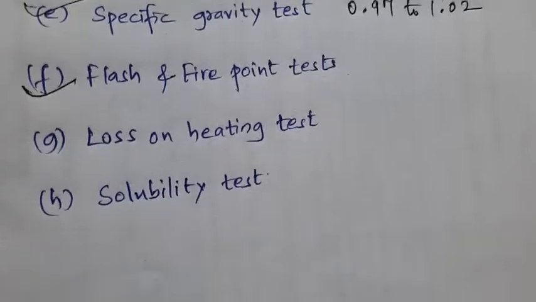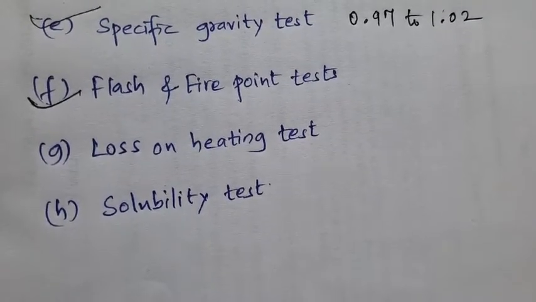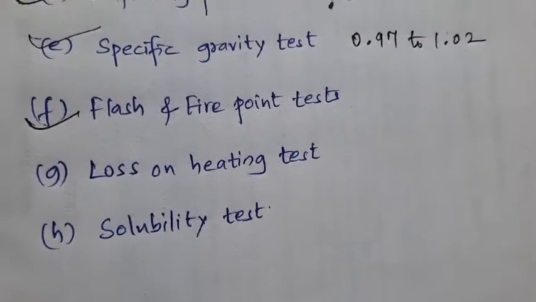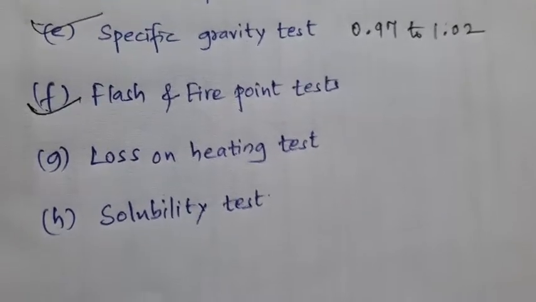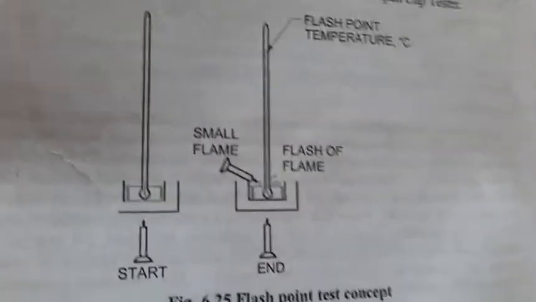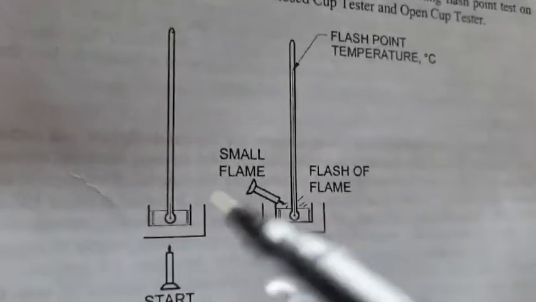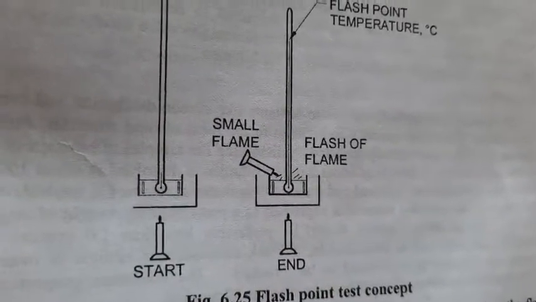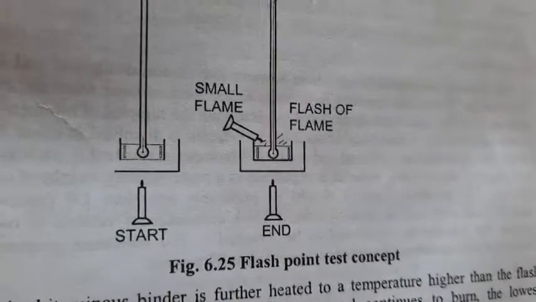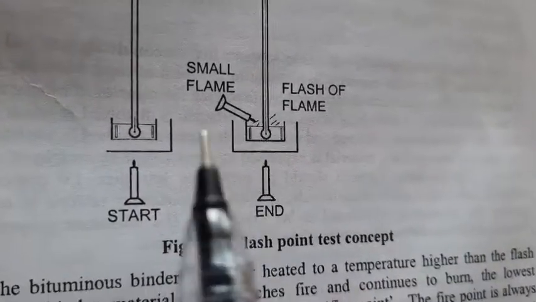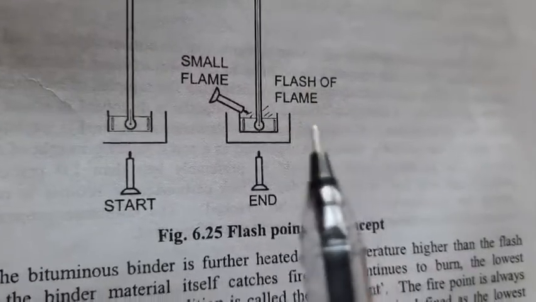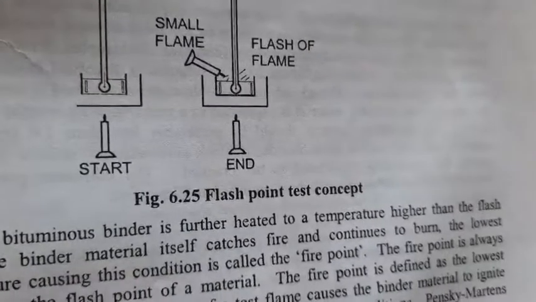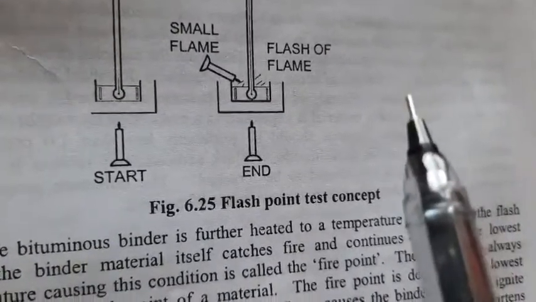Clear? For that we use apparatus such as the Pensky-Martens closed cup tester, or we also have open cup testers. Clear? So it is a line diagram of how it looks. You place the sample here and start heating the bitumen sample. Every 15 minutes or whatever the timing, you apply a flame to the bitumen sample. If volatile material is coming up from the bitumen, after some increase in temperature, you find the flash there.